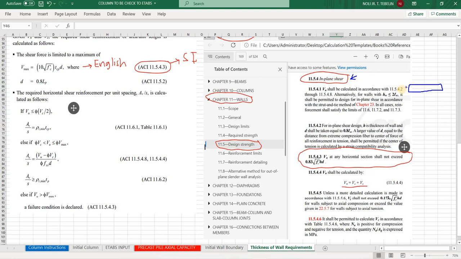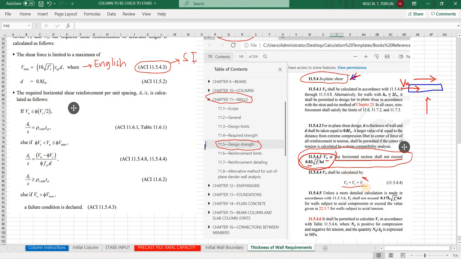If I'm in the plan, this is your shear, this is your Vu, so this is the in-plane. So the out-of-plane is here, okay? So this is your plane along this axis. So this is the in-plane shear. So the Vn at any horizontal section shall not exceed 0.83 square root of f'c times h times d. So there is a provision for the thickness.